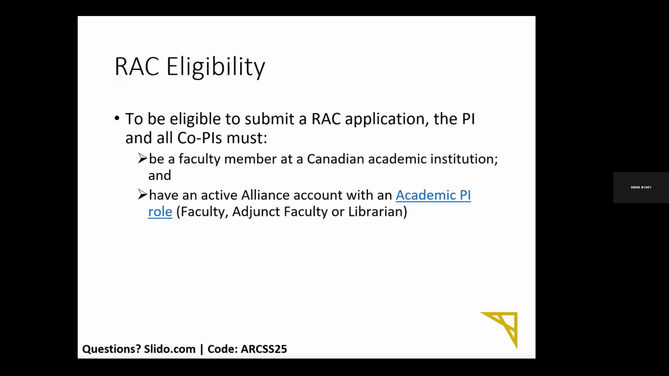So, RAC eligibility. I mentioned principal investigator. Who's eligible for that? This applies to the eligibility for the RAC, the competition that runs every fall. The principal investigator and co-PIs have to be faculty members at a Canadian academic institution and have an active Alliance account with the academic PI role. That includes faculty members, adjunct faculty, or even librarians.